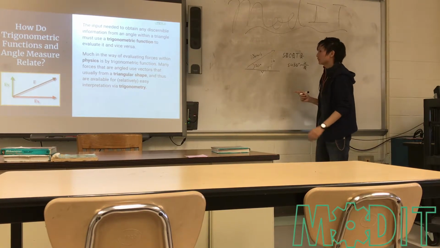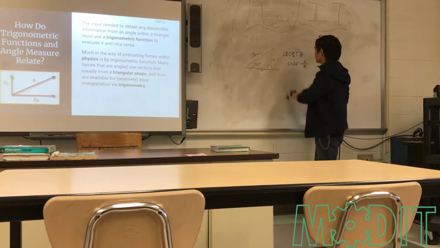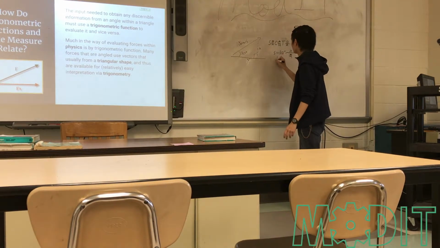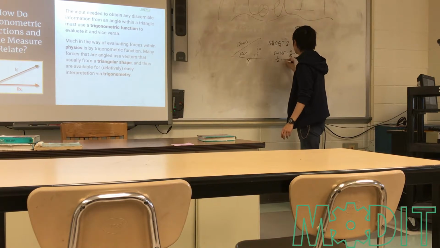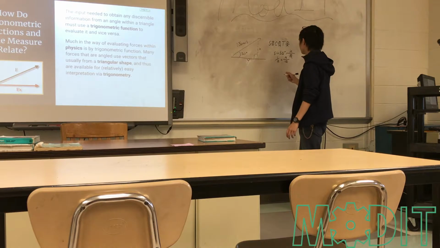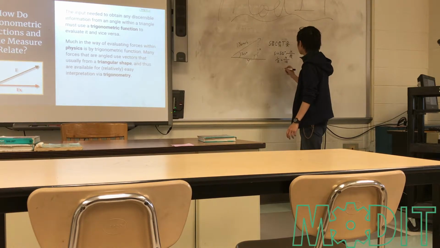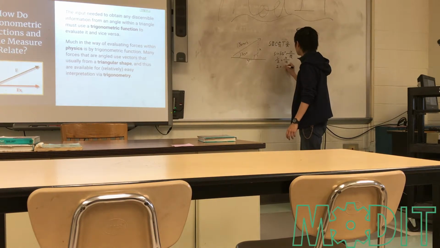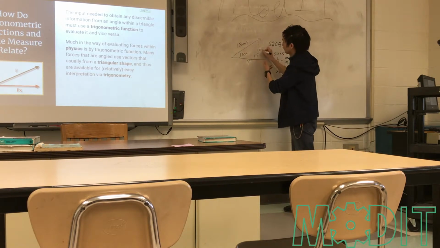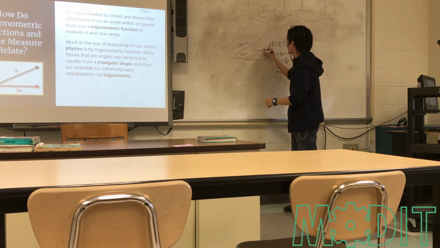Now, if you looked at the chart previously, we know that sine of 30 is equal to 1/2. So we're going to do 1/2 is equal to x over 10. And now what you can do is just cross multiply, and you get 2x is equal to 10. And then we can find out that x is just equal to 5. So ultimately we know that x is equal to 5.